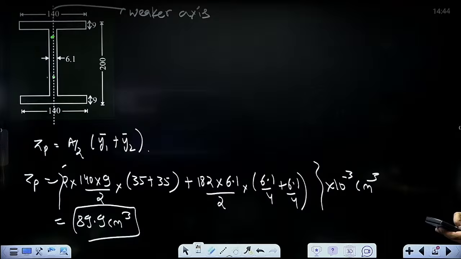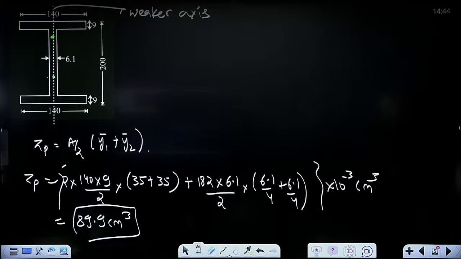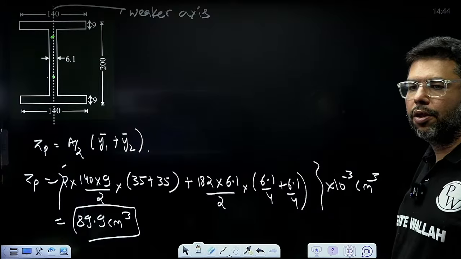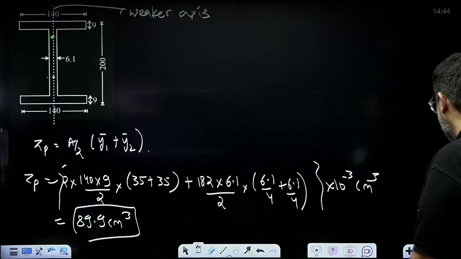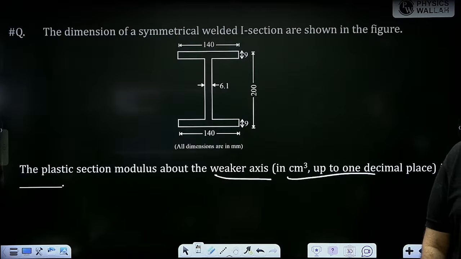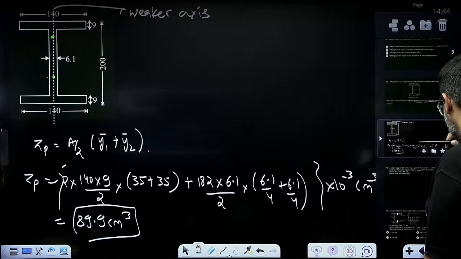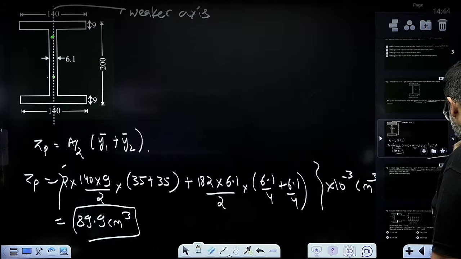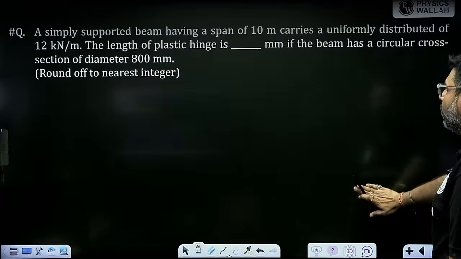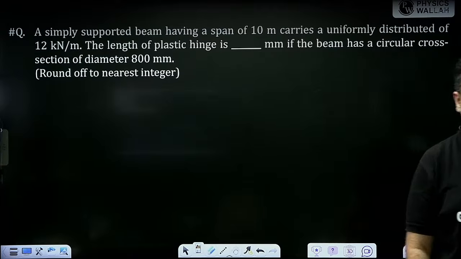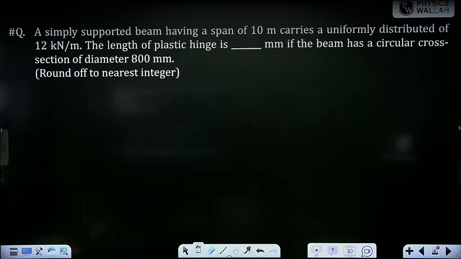Yeah, correct. 89.9 centimeter cube. Very interesting question. Here, the ZP was asked about the weaker axis. Okay, let's see the next question. Find out the length of hinge here. Do this one now.